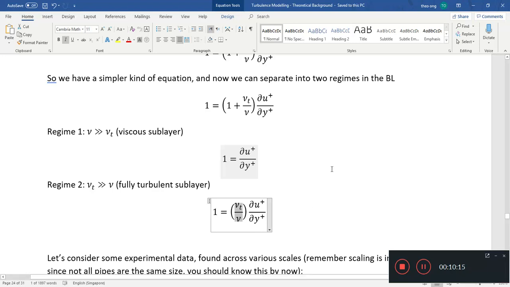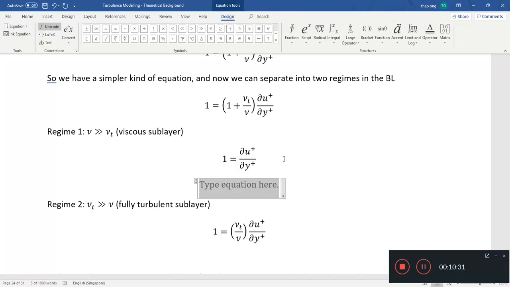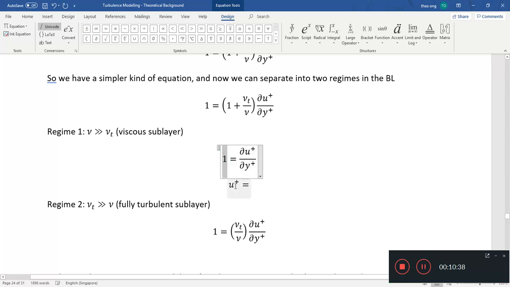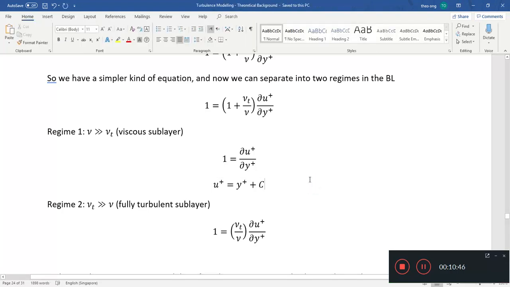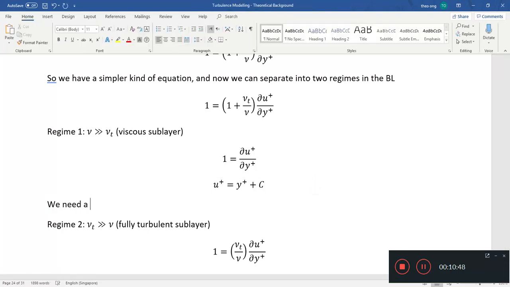Now that one I'll cover in a while. Let's deal with the easier problem first, the viscous sublayer. If we were to integrate this equation and assume that u plus only depends on y plus, so if we fix everything else, we have u plus equals, if we integrate, y plus some constant. So we're going to need a boundary condition.